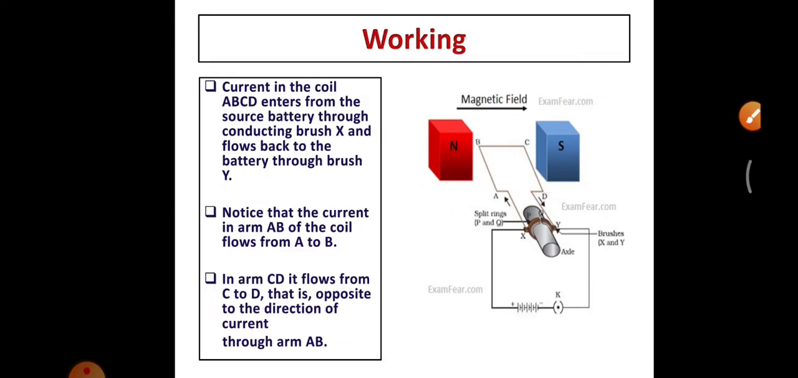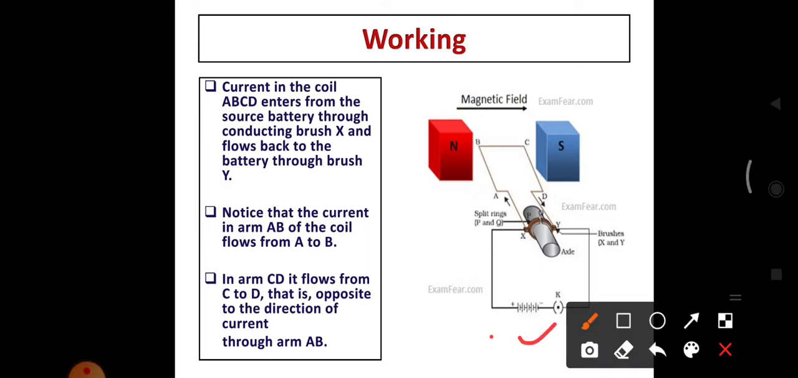Now when we switch on the current, this is the positive terminal of the battery and this is the negative terminal. So this is the current direction. Current in the coil ABCD enters from the source battery through conducting brush X, and flows back to the battery through brush Y. So current enters into X and leaves from Y.